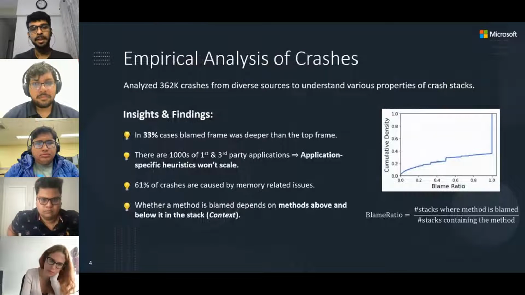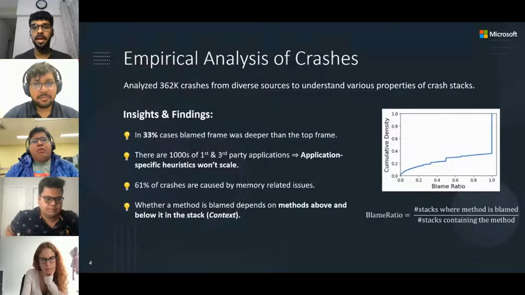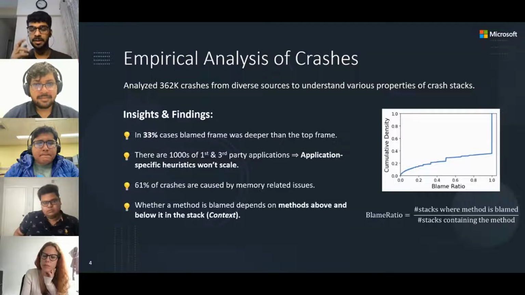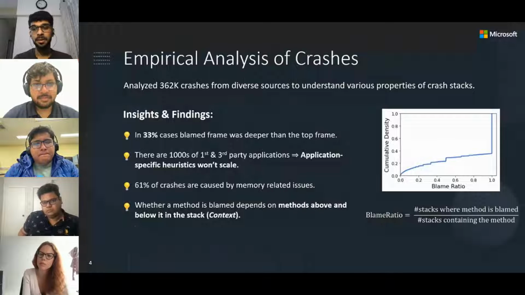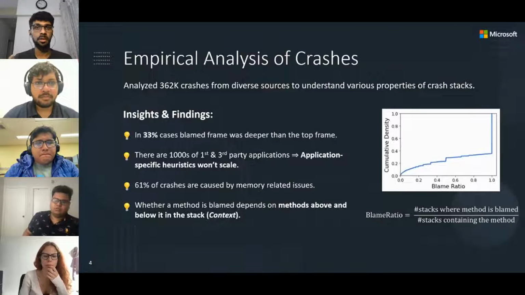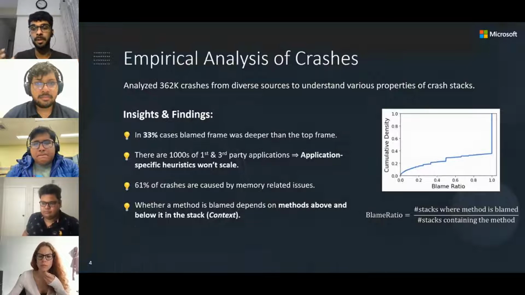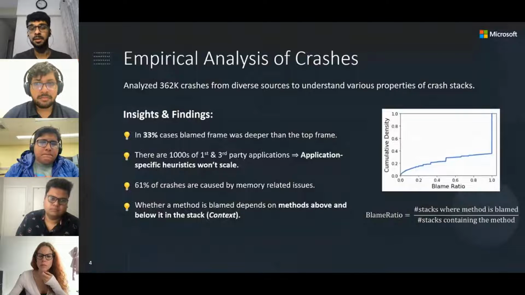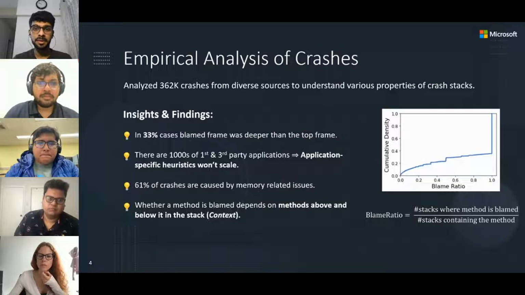To go over our empirical analysis briefly in the interest of time, we analyzed 362,000 crashes from various sources. We looked at multiple properties of crash stacks. For example, we looked at crash locations in the crash stack and found that in 33% of cases, the crash location is deeper than the top frame, which is technically what people would assume to be the crash location. Therefore, identifying the crash location or the blame frame is a harder problem than we think it is. Again, in the interest of time, I will skip a couple of other insights, which we can get to during the discussion session.